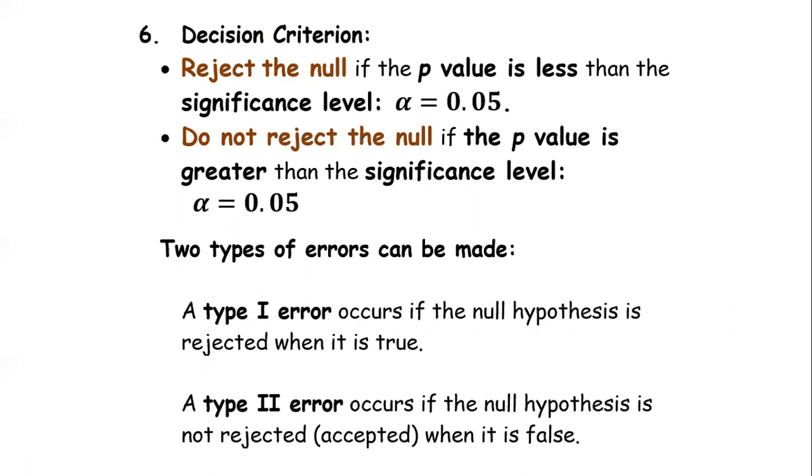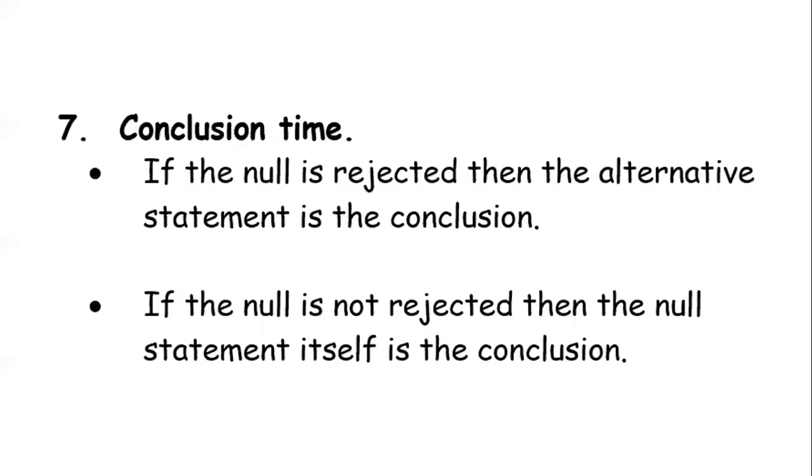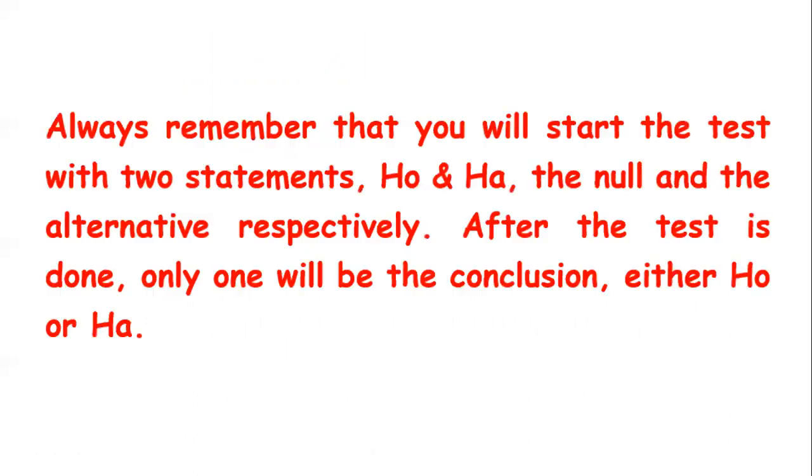There are two types of errors that can be made. A type 1 error occurs if the null hypothesis is rejected when it is true, and a type 2 error occurs if the null hypothesis is not rejected and it is false. Now, your final step is to conclude. If the null is rejected, then the alternative is the conclusion. But if the null is not rejected, then the null itself is the conclusion.